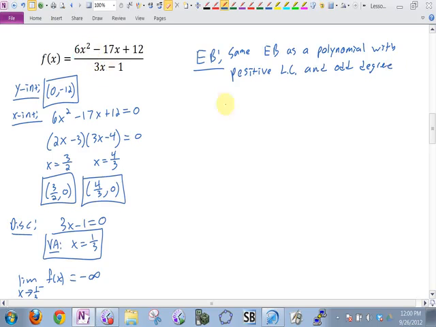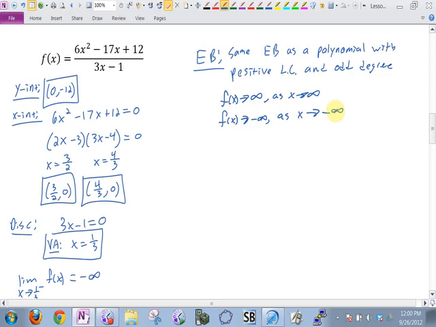So what does that end behavior look like? That is f of x approaching positive infinity as x approaches positive infinity. That is f of x approaches negative infinity as x approaches negative infinity. So that's up to the right, down to the left. Right?